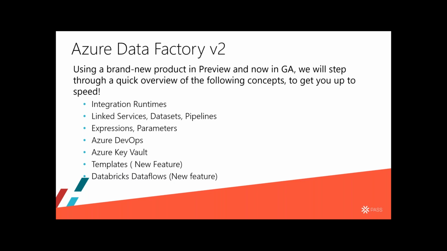Azure Data Factory version 2 was in product preview for a while, I think 2 years ago, and then it came into GA. I really want you to understand what little pieces you need to do to create a successful implementation, right? You need to know integration runtimes, linked services, datasets, pipelines, expressions, parameters, Azure DevOps, Azure Key Vault, and then, like I said, templates and Databricks data flows, which we're going to use in conjunction with templates.